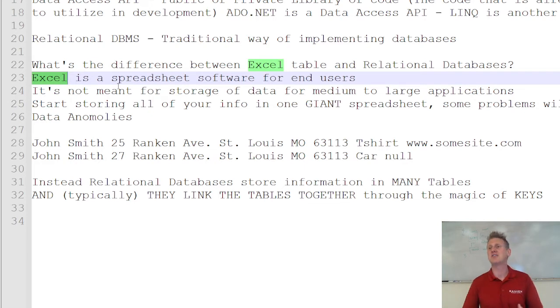So if you get down to it, what is the purpose of Excel? It's for end users. What is the purpose of a relational database management system? It's for support of large applications. Does that kind of make sense?